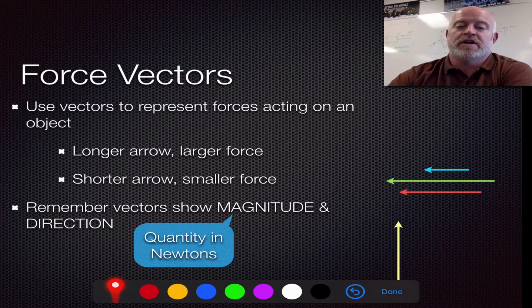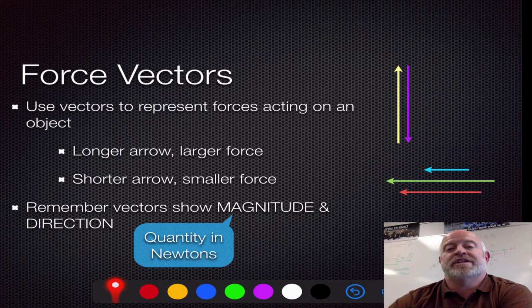The other idea is that we can take a look at forces that are opposing each other, like we see for the yellow and purple arrows here. The yellow and purple arrows have the same magnitude in force, but they're in opposite directions. So in this scenario, if we were watching this as a physics scenario, they'd be canceling each other out. Also, because we're dealing with forces, everything is in quantities of newtons.